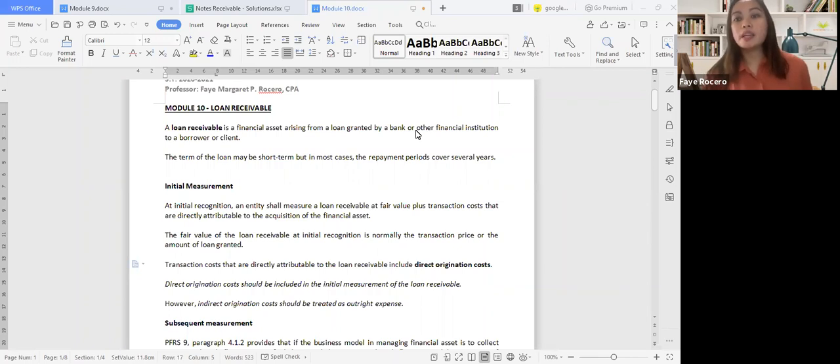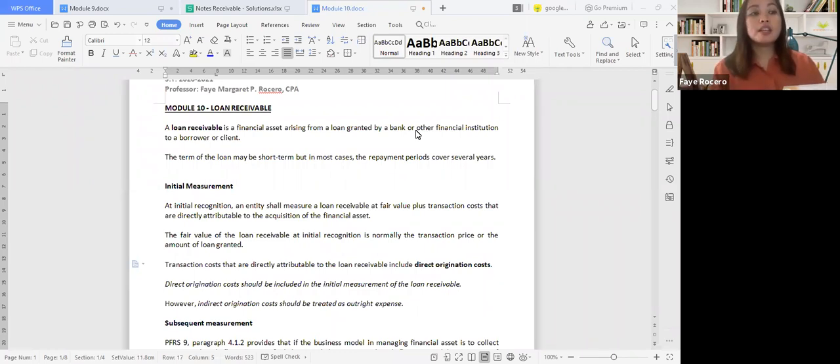Okay, our next topic. Topic for today, loans receivable. Module 10. So in Valix, this is chapter 7, loan receivable. Okay. So first, let's define what is a loan receivable. Of course, it's still part of assets. We recently finished the topic on notes receivable. So we are still on receivables, this time loan receivable.